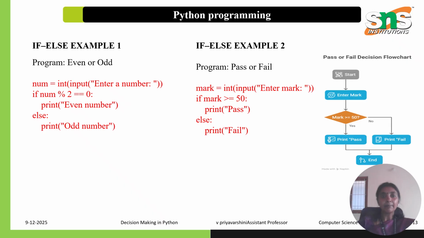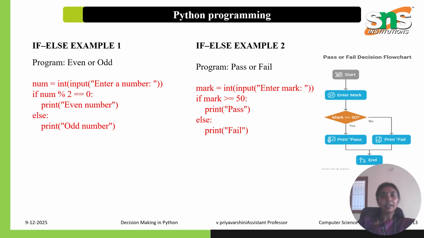The example program is to find whether the number is odd or even. Here you are getting input, enter a number. If the number modulo 2 is 0, it will print even, otherwise it will print odd. If you enter the number 5, 5 modulo 2 is equal to 1. So 1 is not equal to 0, automatically it will come to the else part, and then it will print odd number.